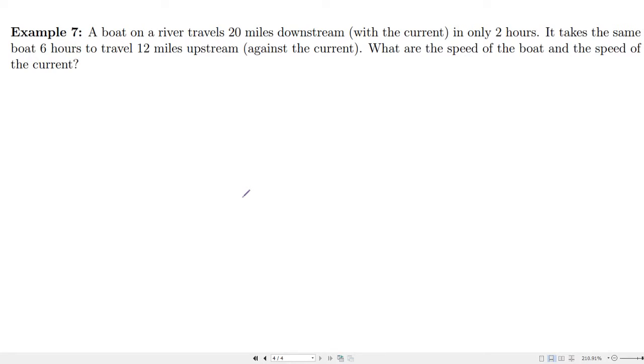Okay, and now for our last example, let's say that a boat on a river travels 20 miles downstream, so with the current, in only 2 hours, and it takes the same boat 6 hours to travel 12 miles upstream against the current.